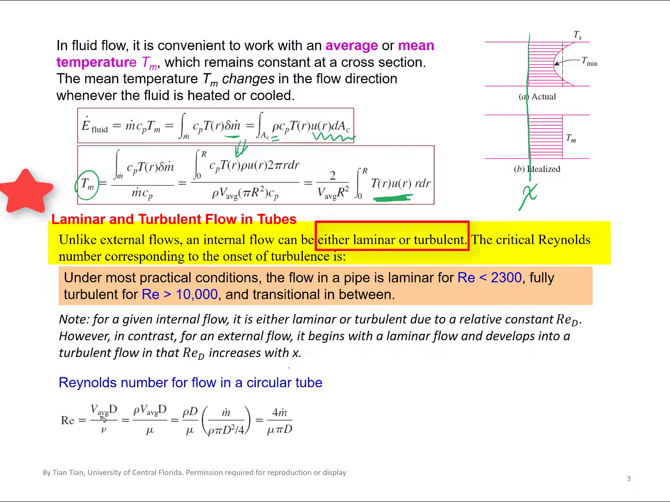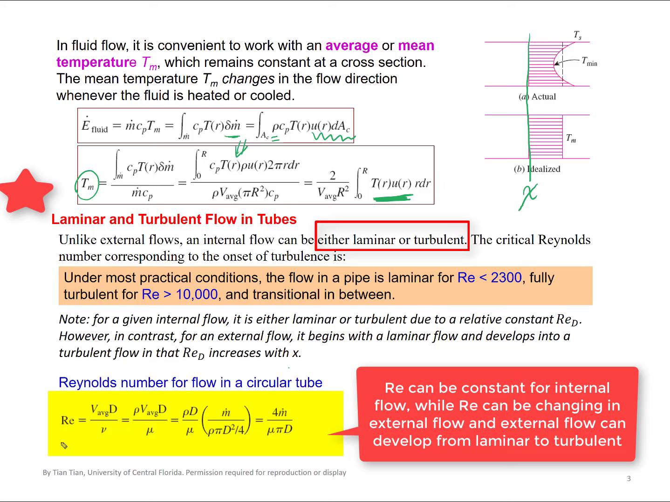Let's look at Reynolds number. We know it's V d over mu. And in internal flow, we work with this average velocity. Remember, the average velocity for incompressible flow with constant cross-sectional area is a constant. So Reynolds number is a constant along the pipe, which is different from external flow. Remember, with external flow, the Reynolds number is V x over mu, which increases with x. So external flow could develop from laminar to turbulent. But for internal flow, since Reynolds number is a constant, it's either laminar or turbulent.